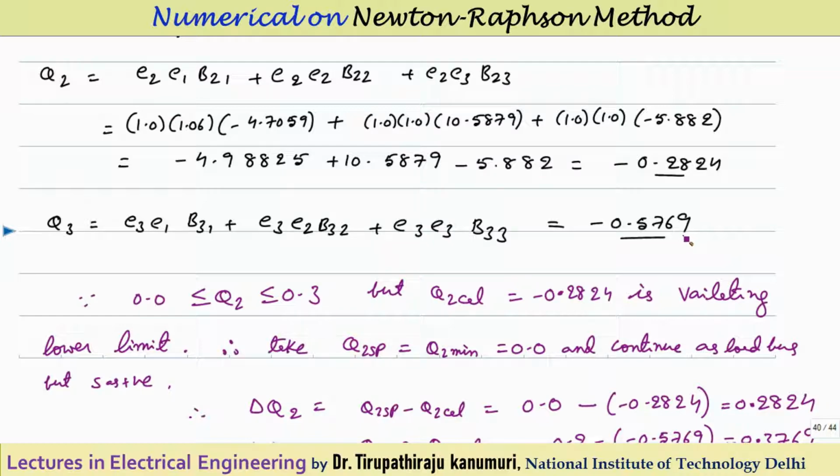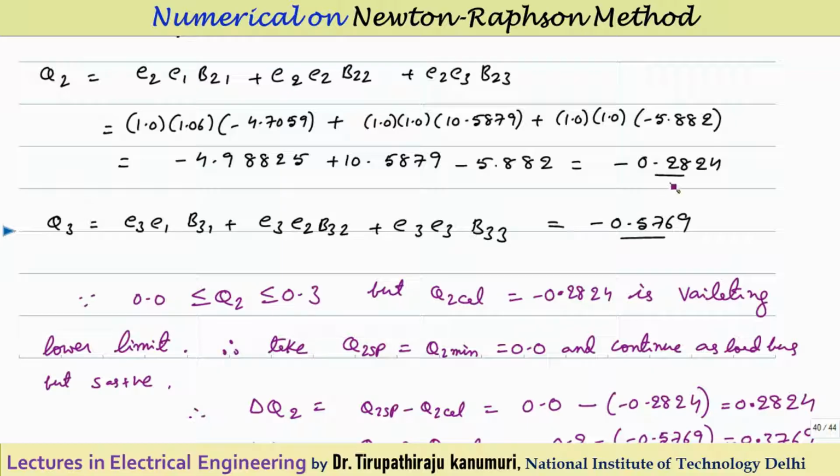But for Q, because bus number 2 is a generator bus, we have to check whether that Q calculated is within the limits or not. Here Q calculated is minus 0.2824. You can see here the Q mentioned in this numerical should vary between 0 and 0.3.